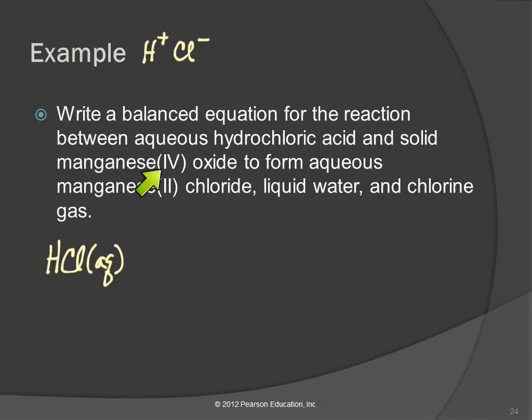And then manganese 4 oxide. That's an ionic compound. Manganese is Mn, magnesium is Mg. Manganese, and the 4 tells us the charge is 4 plus. Oxide is oxygen. We know from its position in the periodic table that it's -2. This is one where crisscross can mess you up. Crisscross would give you Mn2O4.